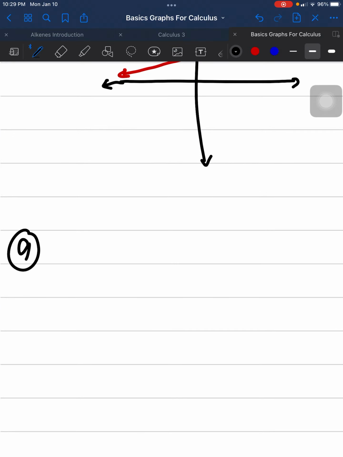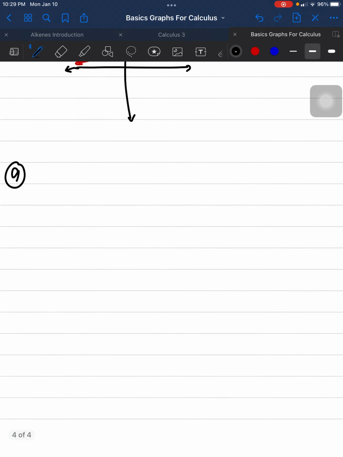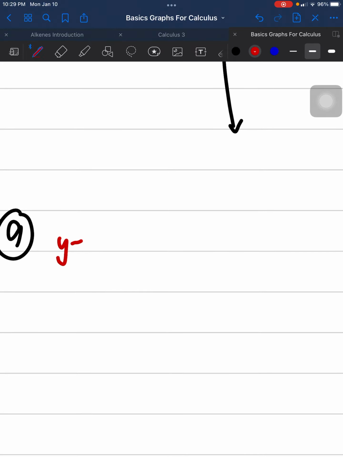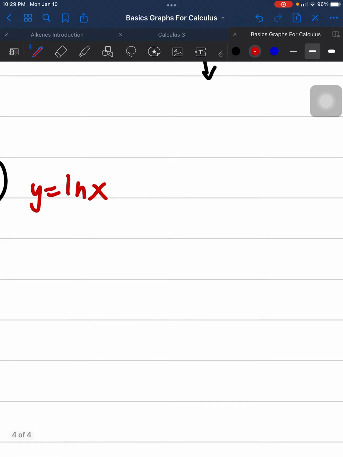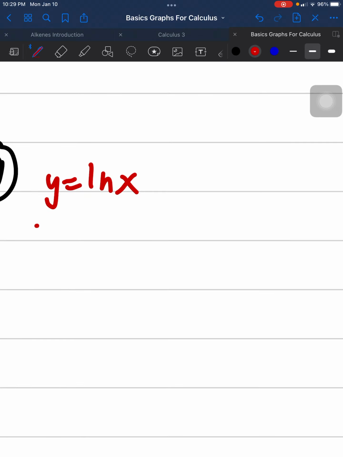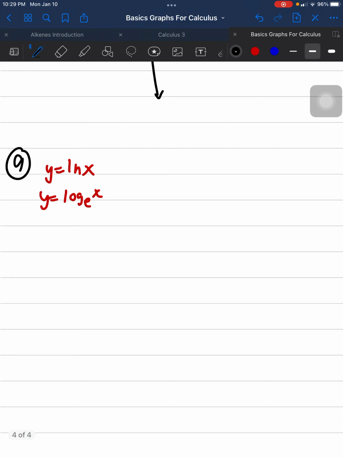Now 9. This will be the graph of y is equal to ln of x. Ln of x is just the inverse of e to the x. This could be rewritten as log base e of x, and that's why I said it's the inverse of e to the x.